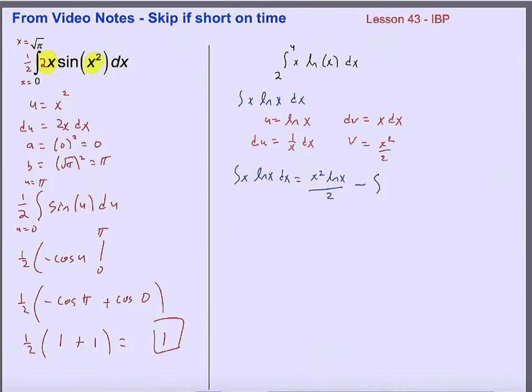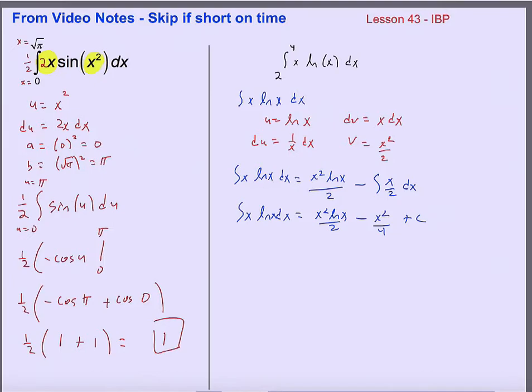And what happens here is now the v, our x squared over 2, and the derivative of the u can work together. x squared over 2 times 1 over x dx, those x's can cancel out a bit. x over 2 dx. And now I have something whose antiderivative I can take easily, so I'll be able to finish off this indefinite integral. The x squared ln of x over 2 is good the way it is, minus the antiderivative of x over 2, which is x squared over 4, plus c.